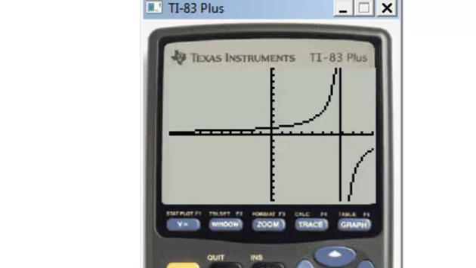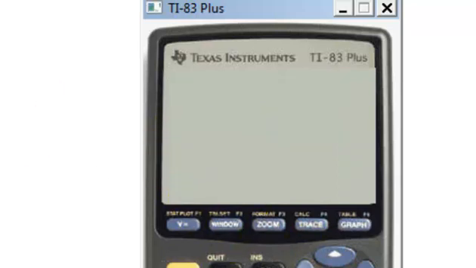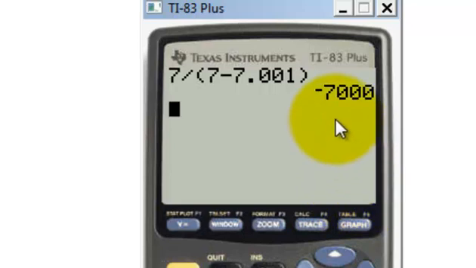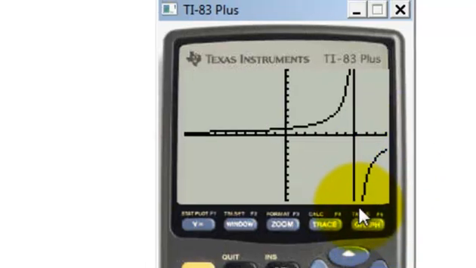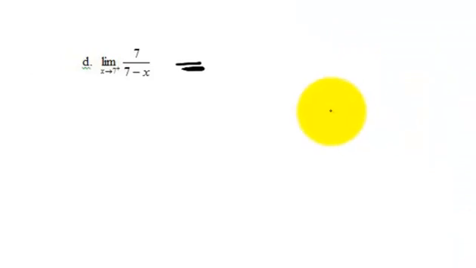Alright, so pick a number bigger than 7, to the right of 7. You can do like 7.01. So on your calculator, do 7 divided by 7 minus 7.001. We are going to get a very large negative number. So that made sense and that fit with the graph. If you're approaching 7 from the left, or I'm sorry, from the right, we're going to go down to negative infinity. Okay, so our answer is negative infinity.